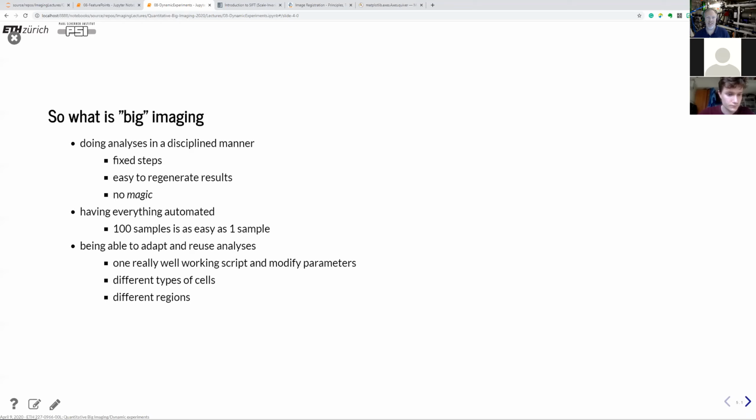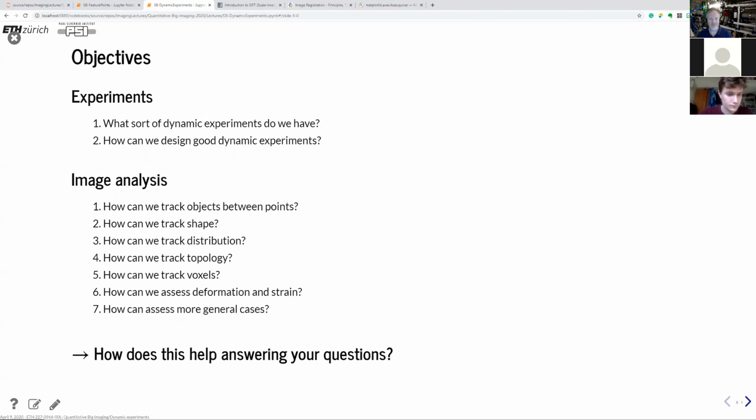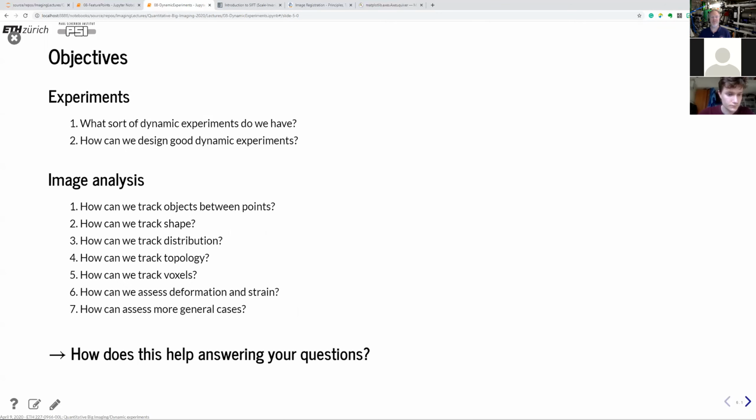That will not work when you start analyzing the data, and that's usually the largest lag in a scientific project: missing strategies for an analysis, because that is where the major time is spent. So we need some objectives to work with. So first of all, what kind of dynamic experiments are we talking about? And also, how can we design good dynamic experiments? It involves exactly this planning.